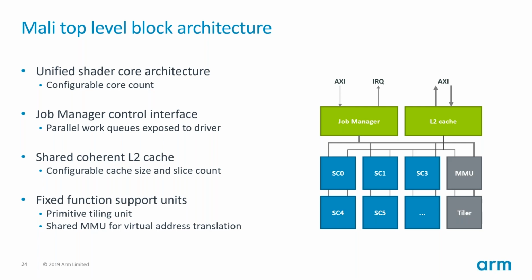use to see overall workload statistics. We have a level 2 cache, which is used for all memory traffic in and out of the GPU. We have one or more shader cores, which execute shader programs and so on. We have a fixed function memory management unit and tiler unit, which handle some of the more fixed function behavior in the design, so virtual address translation and doing tiling.